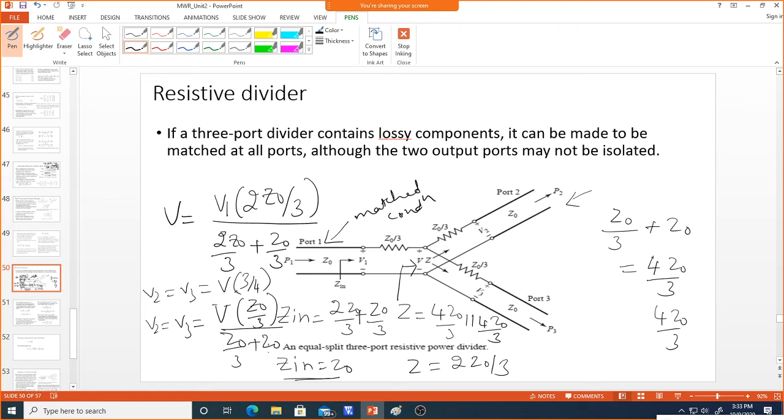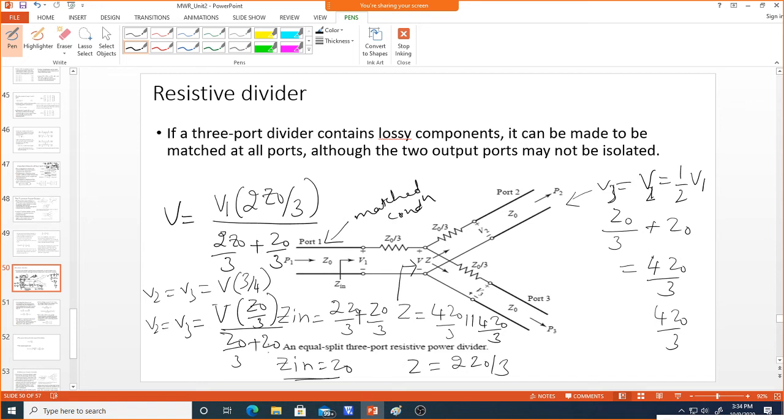So now we know what V is, the voltage which is divided between the two ports, which is equal to half of V1. That V1 is divided equally between port 2 and port 3, so V2 or V3 is half of your V1.